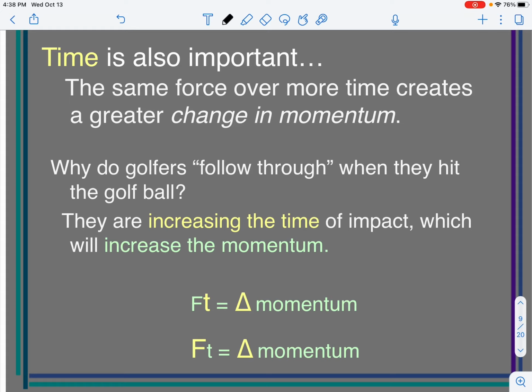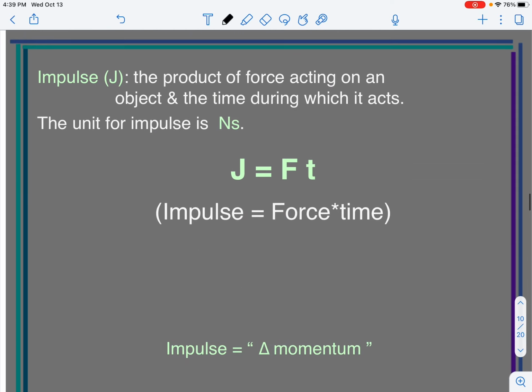So we now need to understand that it is both force and time together that's going to affect the change in our momentum. How much force and how much time is going to determine the magnitude of that change in momentum. In general, if we apply a force for a greater amount of time, then it's going to increase our momentum.